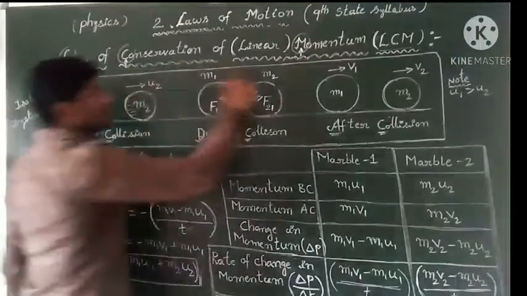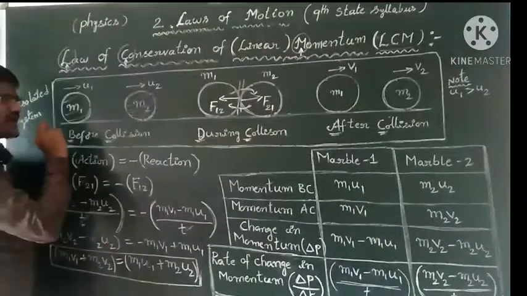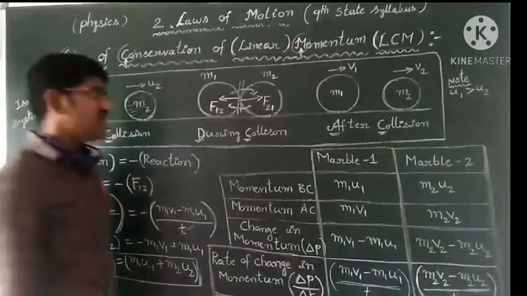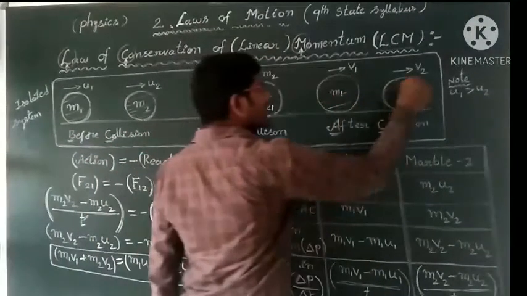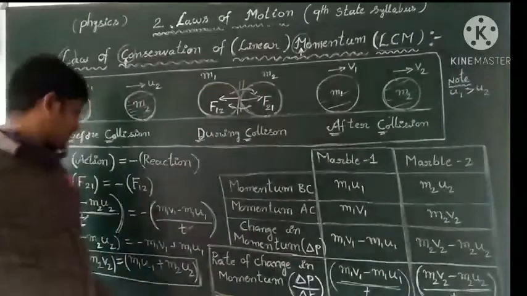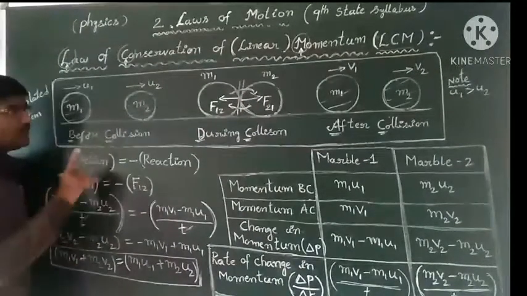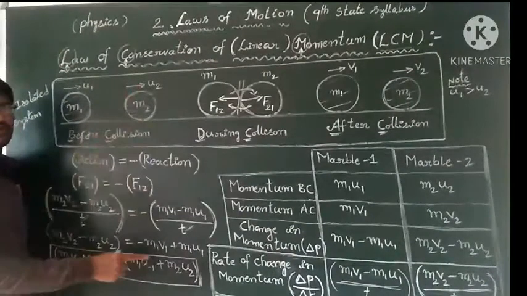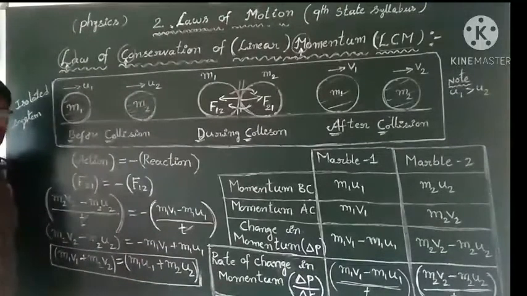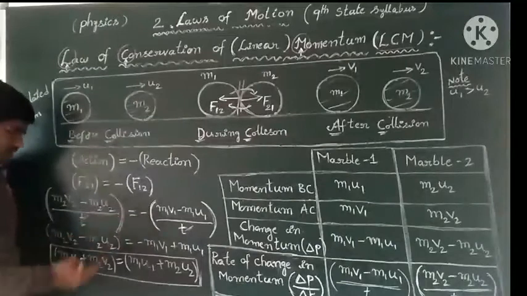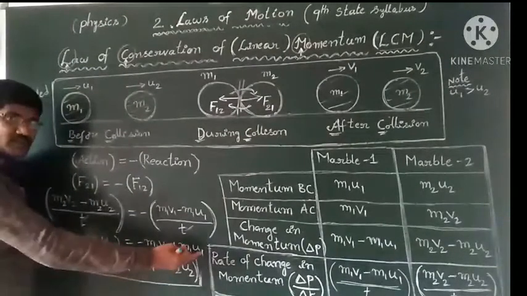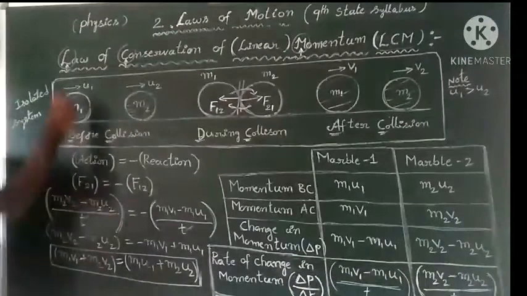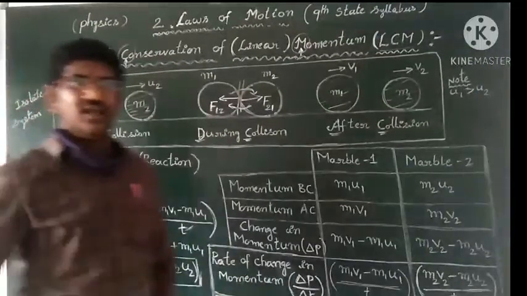Whenever you consider a system and there is no external force acting on the system, then the total momentum of the system before the collision must be the same as the total momentum of the system after the collision. That is the law of conservation of linear momentum. We can write for two objects: m1u1 plus m2u2 is equal to m1v1 plus m2v2. If we have one more object, you can write m1u1 plus m2u2 plus m3u3 is equal to m1v1 plus m2v2 plus m3v3. This is called the law of conservation of linear momentum.